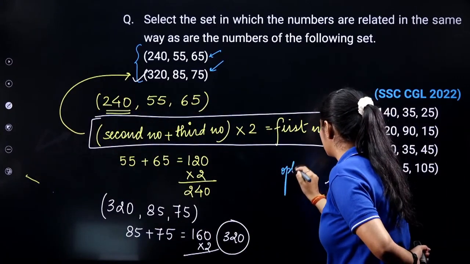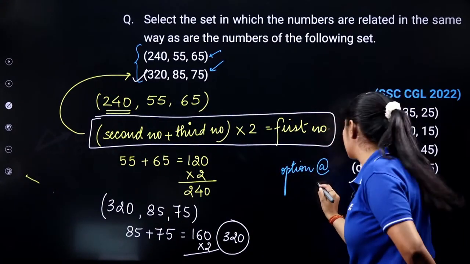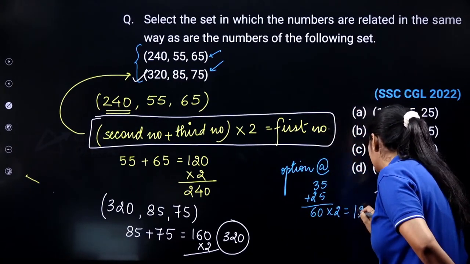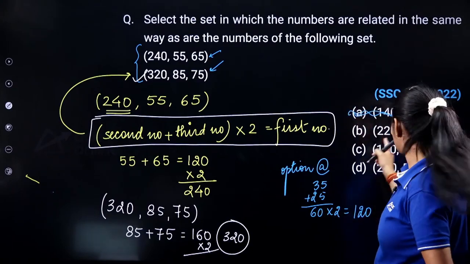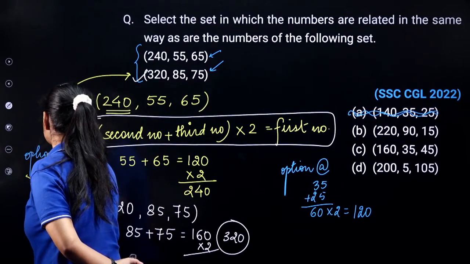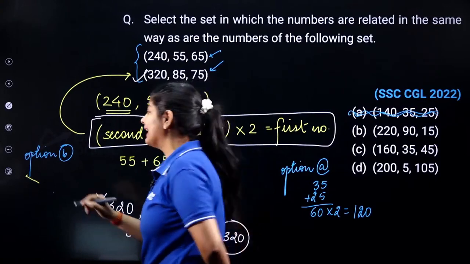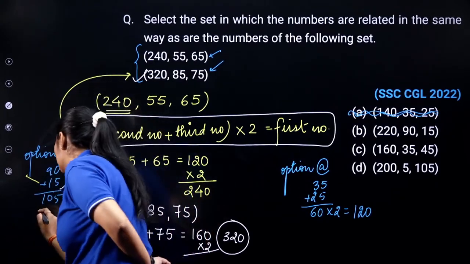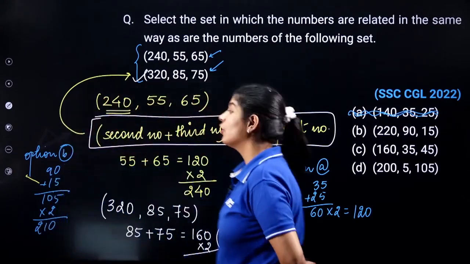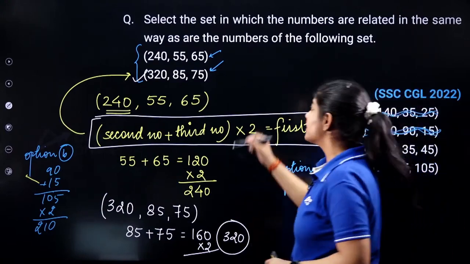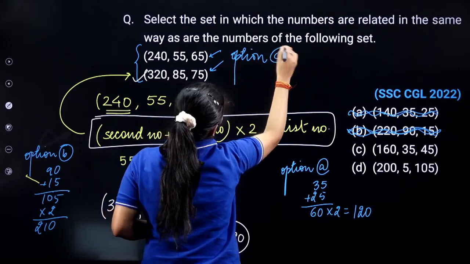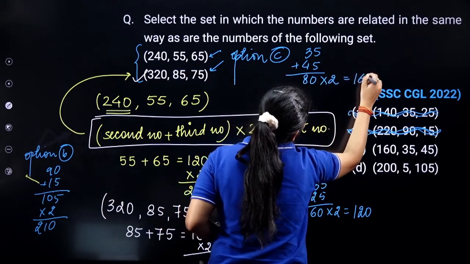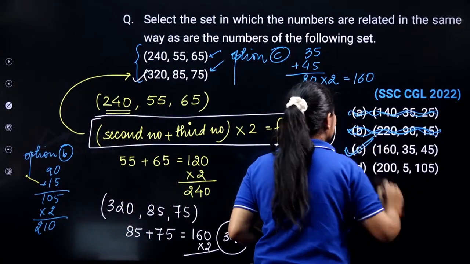Option A. 35 and 25. 60. And when we multiply it by 2, we are getting 120, not 140. Eliminate. Next one, option number B. We'll check option B over here. We are having 90 and 15. 105. When I multiply this by 2, here I am getting 210, not 220. Option number B is also eliminated. Check option number C. 35 and 45. 80. When I multiply this by 2, I am getting 160. Follow? Yes. So the correct answer over here is your option number C.